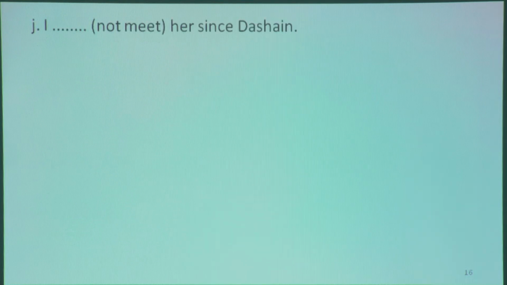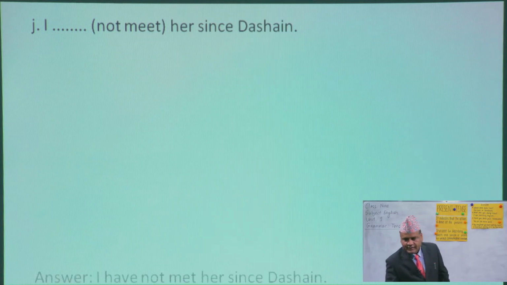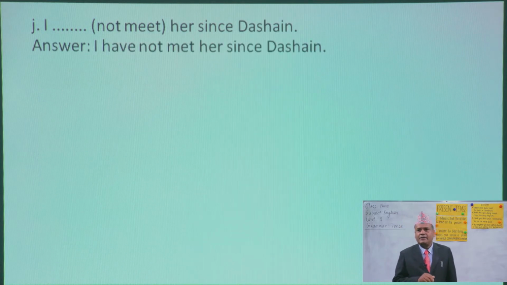Now, let's see, I not meet her since Dasai. When since, for, okay, come at that time, normally we use present perfect or present perfect continuous, right? Here we can use present perfect because the verb meet normally we don't use with ing form, right? So you can see, I have not met her since Dasai, okay?